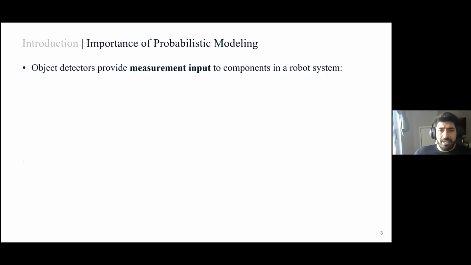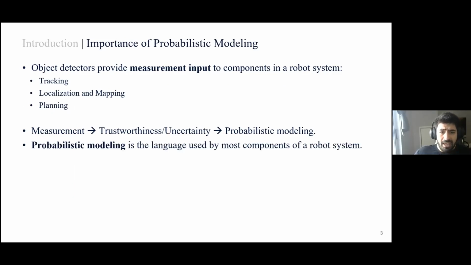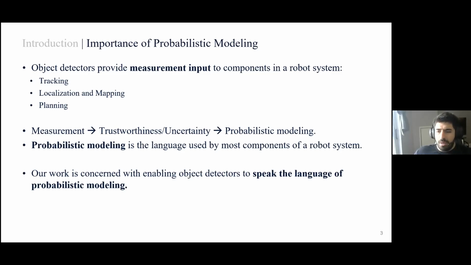Object detectors have been used more and more as measurement inputs to components in a robot system or to algorithms in a robot system, including tracking, localization and mapping, and planning. Whenever we discuss measurement inputs, we want a notion of uncertainty associated with these measurements. And therefore, we need to perform probabilistic modeling. In fact, probabilistic modeling is the language spoken by most components of a robot system. My work for the past couple of years revolved around enabling object detectors to speak the language of probabilistic modeling.